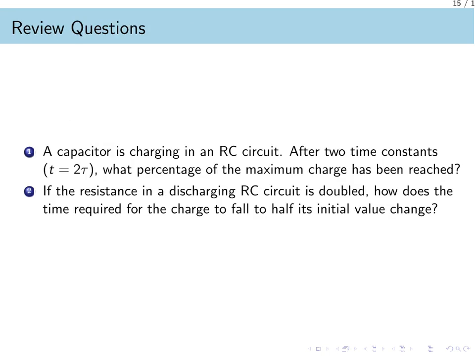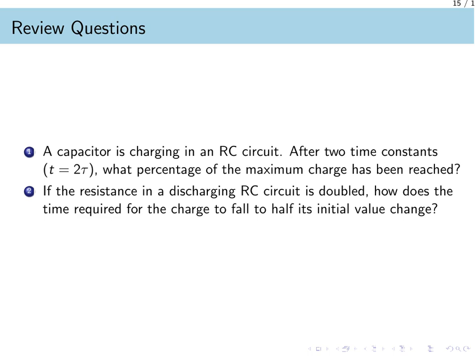To conclude, let us consider 2 review questions. First, if a capacitor is charging and a time interval of 2 time constants has passed, what percentage of the maximum charge has it reached? You can solve this by evaluating the charging function at t equals 2 tau.